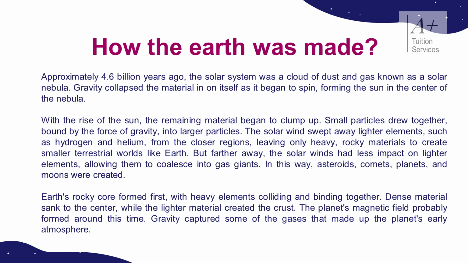But farther away, the solar winds had less impact on lighter elements, allowing them to coalesce into gas giants. In this way, asteroids, comets, planets, and moons were created. So you find that planets such as Jupiter and Saturn are largely gas-like, while planets closer to the Sun are more rock-like, or terrestrial, in nature.